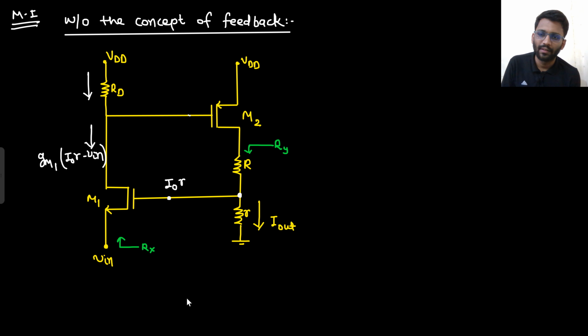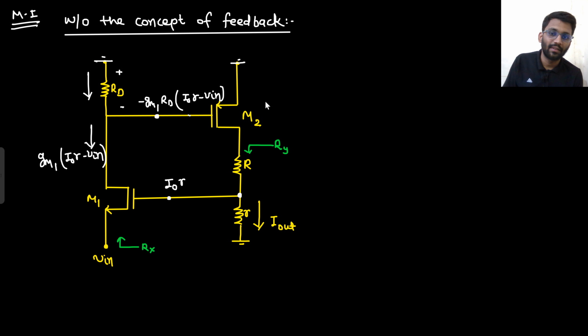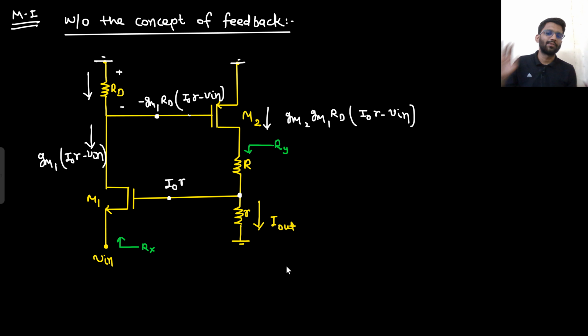Now this current will be flowing here. This VDD and all those things will be gone. If this current is flowing here, what will be this node voltage? This is plus minus, so this node voltage will be minus GM1 RD (I out R minus V in). Now what will be the current downward? The current downward would be GM2, because 0 minus this, GM2 GM1 RD (I out R minus V in), and thus this current will be equal to I out only, right?